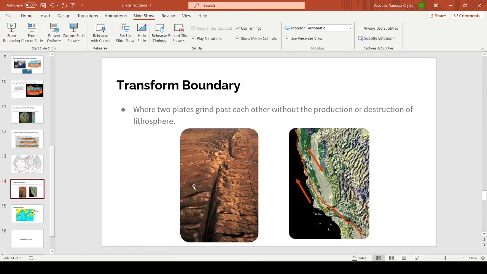Again, the Pacific Plate on this side and the North American Plate on this side, and it's just sliding past each other, so there's no creation or destruction of the lithosphere, like we see in the convergent boundary where the oceanic crust is getting destroyed or the continental crust is getting destroyed, or like when we see with the divergent boundary where new oceanic crust is getting formed. So that's the difference between all the major types of boundaries.